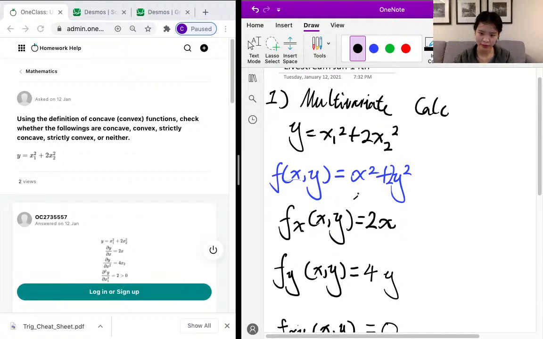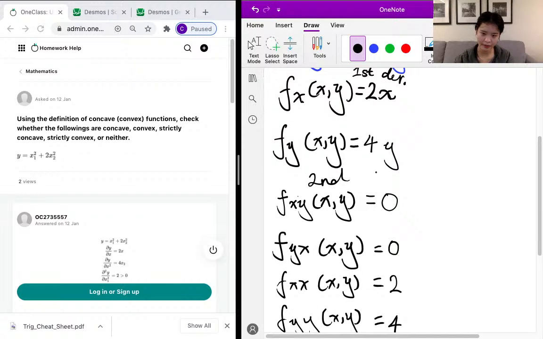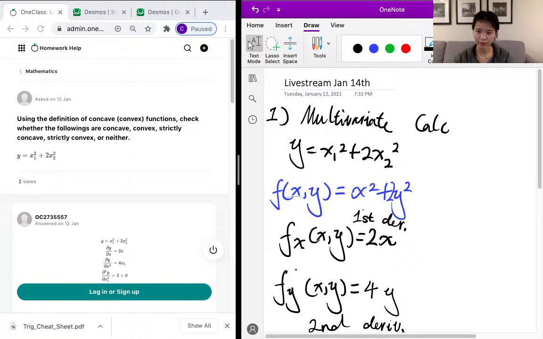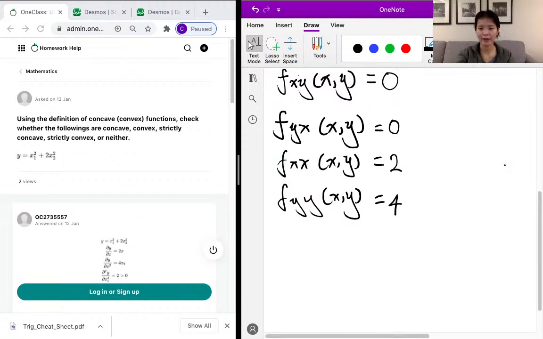So let's write down here the first derivative and our second derivative, and let's write down the question in full. Concavity. Okay, so now we have the 4 second derivatives, and we just need to find the Hessian matrix of the second derivative of our function. In single variable calculus, when we have functions in the form of y equals something in x, we just find the second derivative, and if it is positive, then it's concave up. If it's negative, then it is concave down.